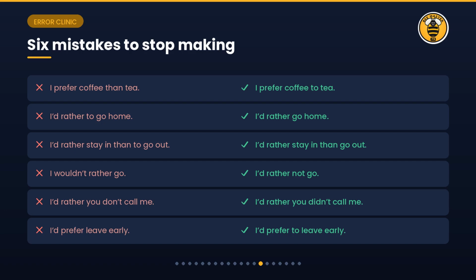Number 3. I'd rather stay in than to go out. Wrong. The verb after than is bare. I'd rather stay in than go out. Number 4. I wouldn't rather go. Wrong, and it sounds very strange to a native speaker. The negative goes after rather. I'd rather not go.